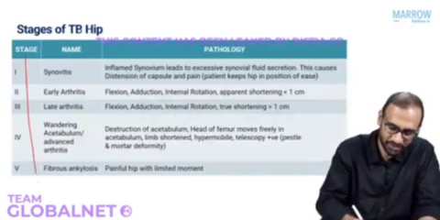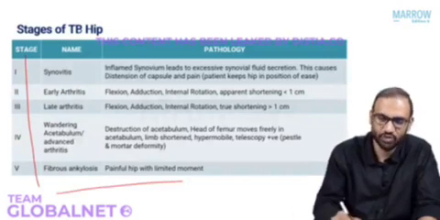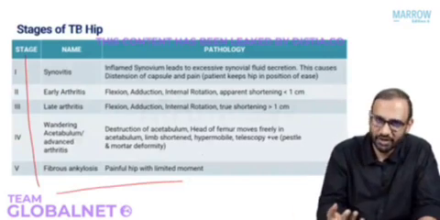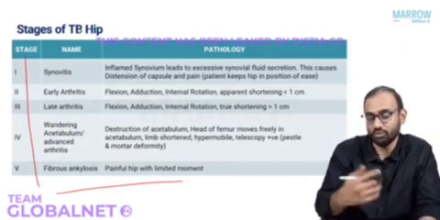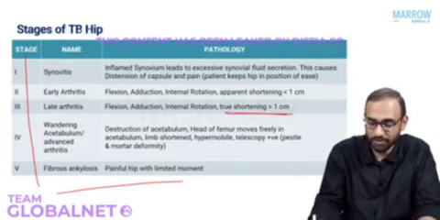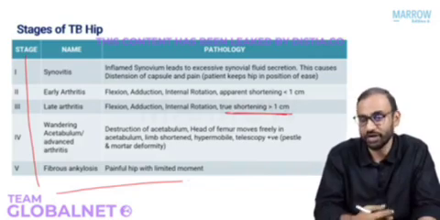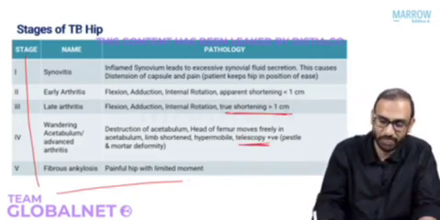So please go through all of these stages, that is important. Just know where you will get lengthening, where you will get shortening, where you will get less than 1 centimeter or apparent shortening, where you will get more than 1 centimeter and true shortening, and what is wandering acetabulum, where you will get a positive telescopy test.